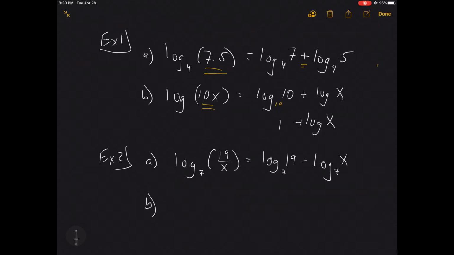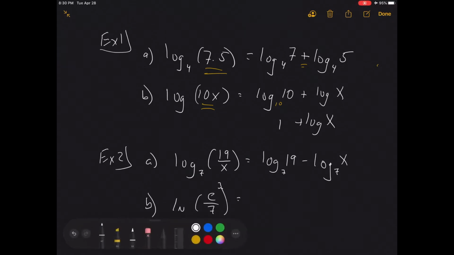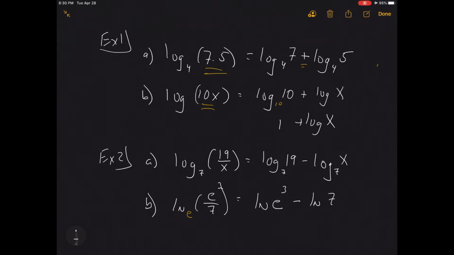Okay, let's do one more of the division problem. This time we're going to use the natural log. Natural log of e cubed over 7. And remember, with a natural log problem, we do not write the base, but the base, and I will write it just this time, the base here is always e, although it's not usually written. All right, so when we separate this, again, I've got two things. I've got e cubed and I've got 7 being divided, so I'm going to separate those into subtraction. So it'll be the natural log of e cubed minus the natural log of 7.